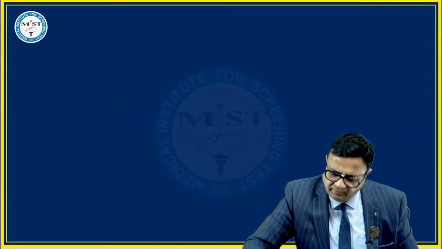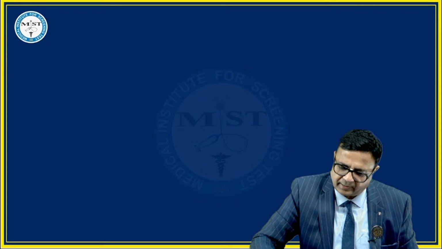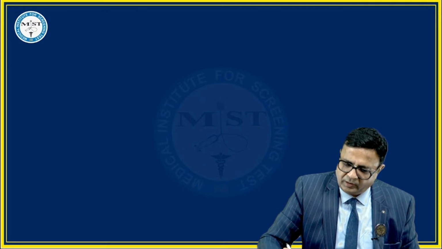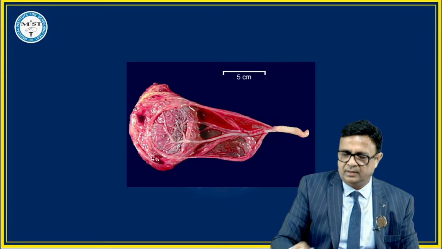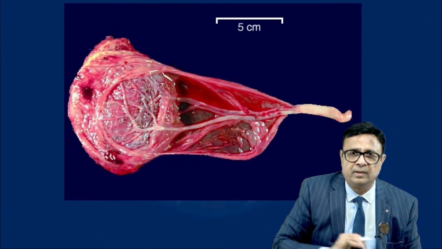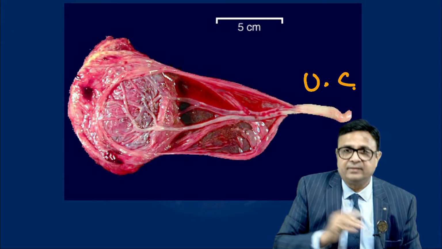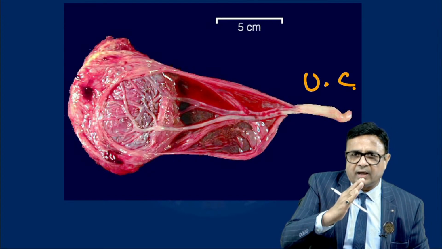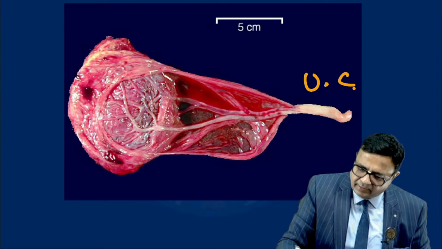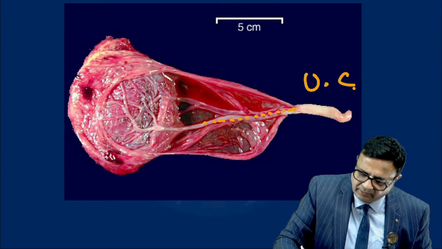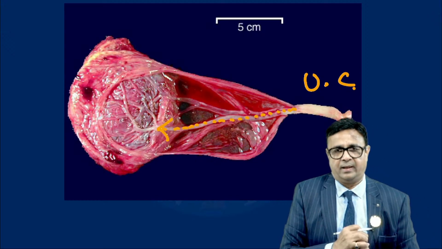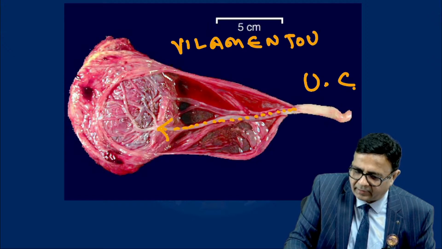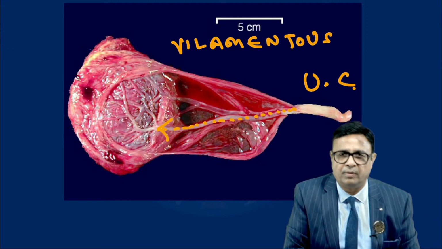Let me show you an image of filamentous insertion of umbilical cord. This is the filamentous insertion of umbilical cord. What happens here? This is the umbilical cord, beta, and this umbilical cord is not inserted on the placenta. Rather, it is inserted away from the placenta. It is inserted away and then it passes through the membranes and reaches the placenta. This is called filamentous insertion of umbilical cord.